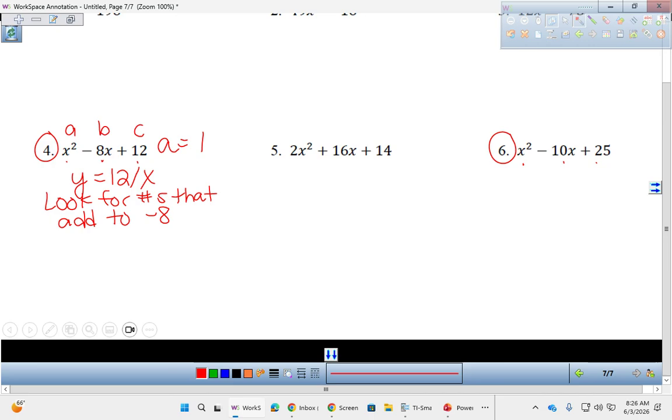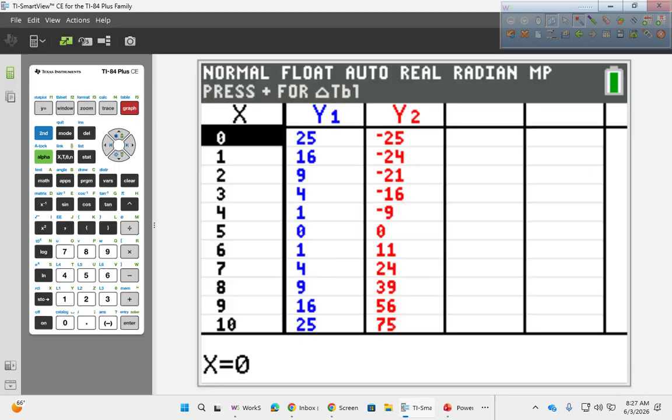So I'm going to go to y equals, I'm going to do 12 divided by x, and I'm going to look for numbers that add to negative 8. When I figure out what those numbers are, they immediately go into the parentheses. In A equals 1, I don't have to worry about the first terms, because x times x will always give me x squared. And in A equals 1, the first term is always x squared. That takes care of that. I just need to work with the other 2 numbers. So I'm doing 12 divided by x.